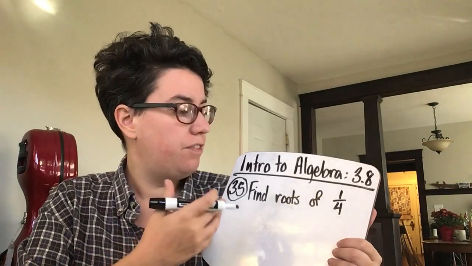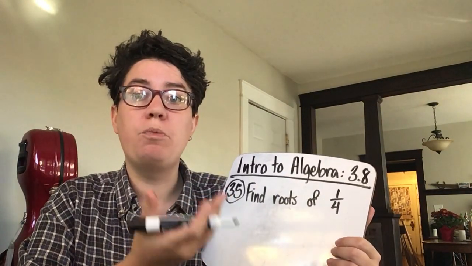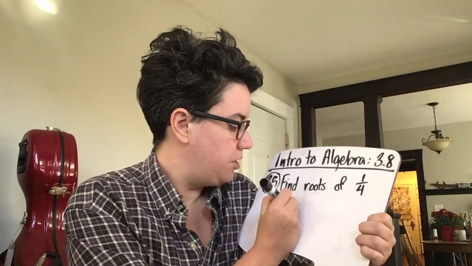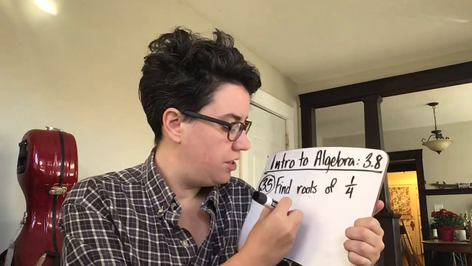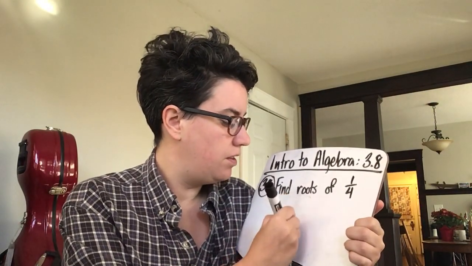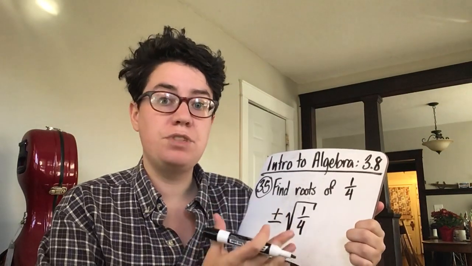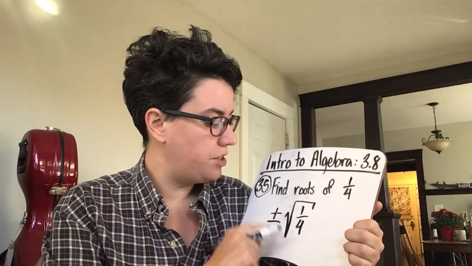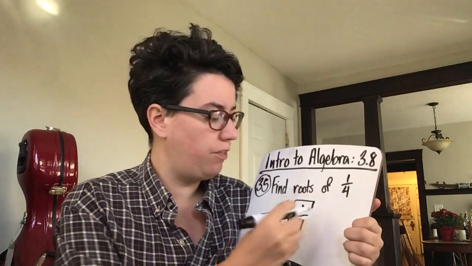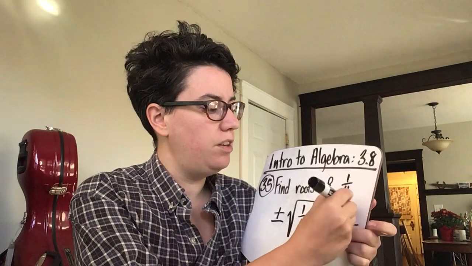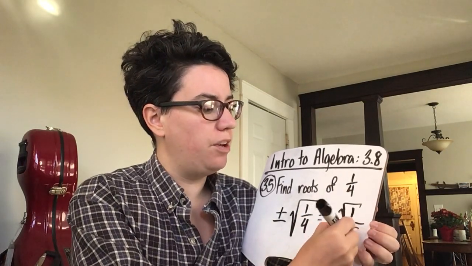So here we have find the square roots of 1/4. Now, remember that with square roots, there's a positive and a negative. And with fractions, we can separate them and think about them as two separate parts. So plus or minus the square root of 1/4 is the same as plus or minus the square root of 1 over the square root of 4.